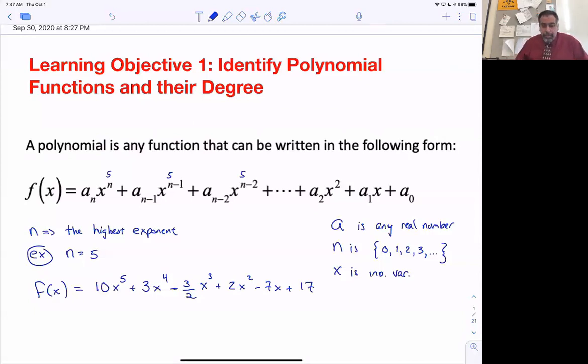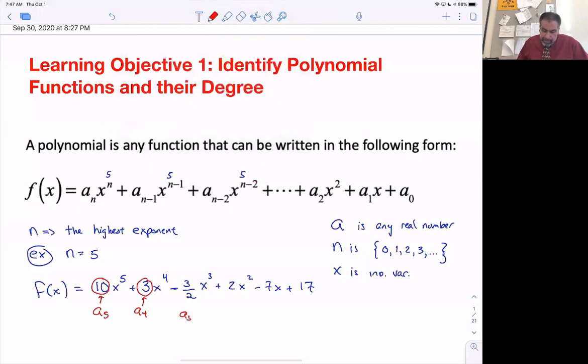This is an example of a polynomial. They always go down by 1 in the exponent, and there's always a real number. So now just to tackle the idea of these a sub n's, I chose n as 5. So what that means is a sub 5 is the number in front of x to the 5th. So in this case, it's 10, okay? A sub 4 is the number in front of x to the 4th. In this case, it's 3.